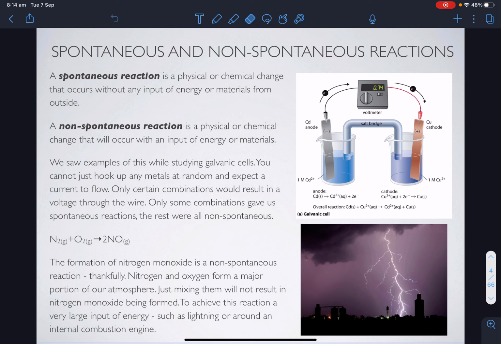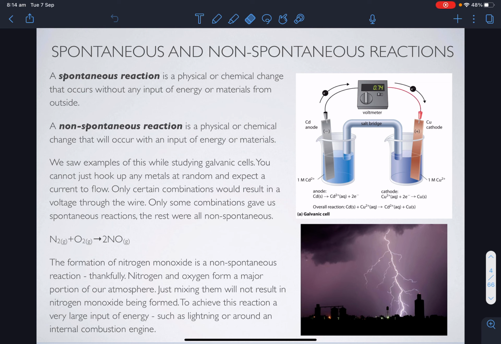So we saw examples when we were studying galvanic cells. Remember how there was only one way that you could hook up the cell, and hooking it up the other way resulted in nothing. So we looked at, if the cell works, it was spontaneous, and we looked at the conditions, and we looked at the standard cell potential table to make a spontaneous reaction. Only certain combinations would result in a voltage.